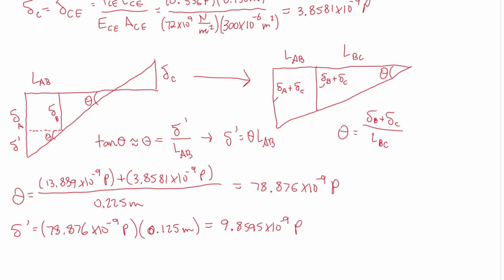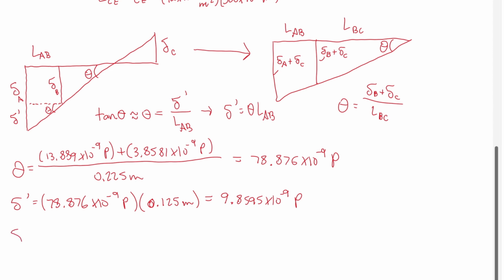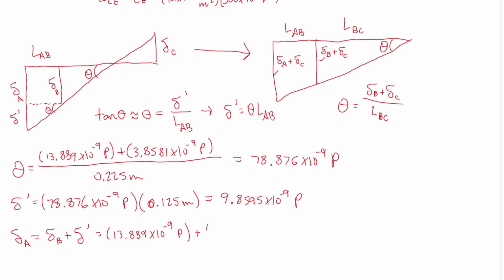And so now we actually want to find our delta A. And in this case, like we discussed before, delta A is equal to delta B plus delta prime. And so we already know the value of both of these, and we can just simply add them. So our delta B, 13.889 times 10 to the negative 9th times P. Our delta prime, 9.8595 times 10 to the negative 9th times P. And when we add these up, we get that that is equal to 23.748 times 10 to the negative 9th times P.